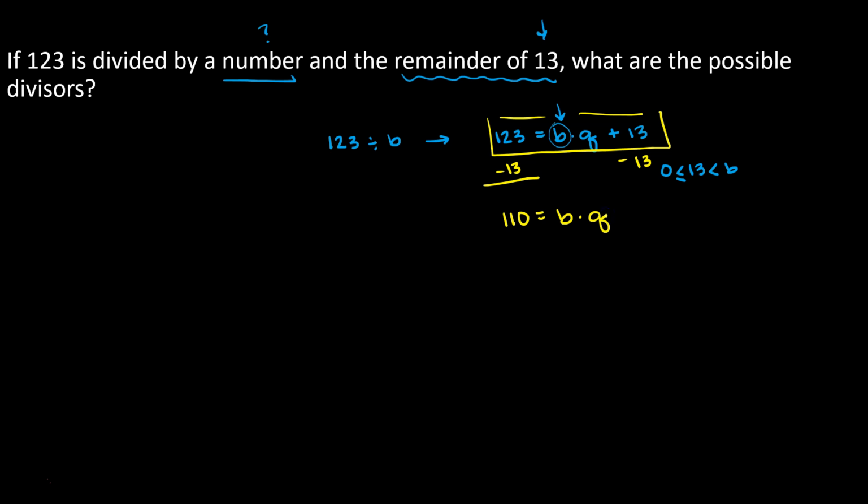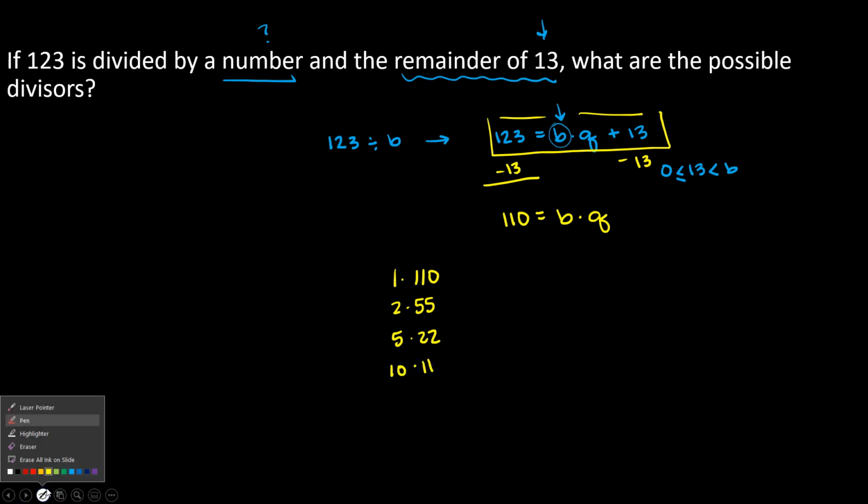We don't know what b or q are. However, we do know that they're whole numbers and that when we multiply them together, we get 110. So essentially, we just need to factor 110 and find all the possible factors. We could do 1 times 110. We could do 2 times 55. We could do 5 times 22, or we could do 10 times 11.